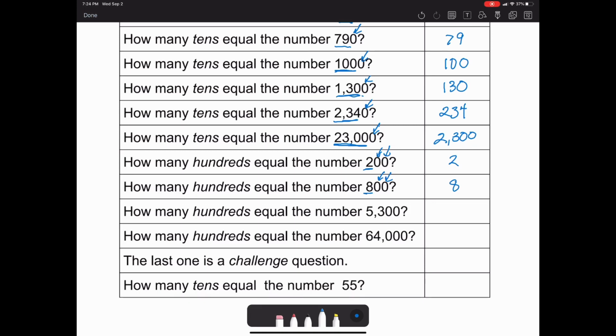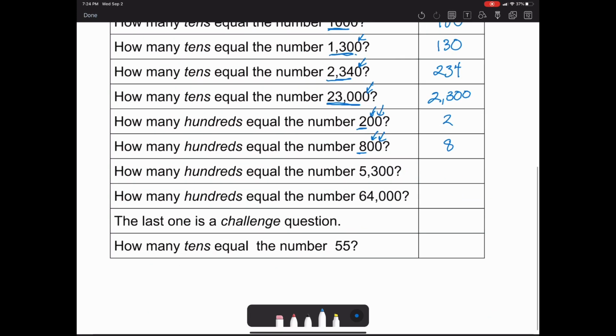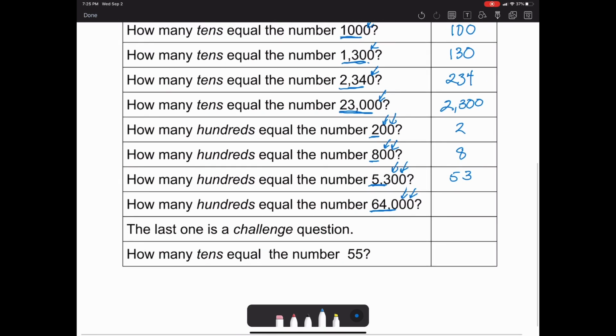So how many hundreds fit in 5,300? There's my 100. And that's how many hundreds? Yep, 53. There's my 100 for the next one, 64,000. There's my 100, the two zeros. There's how many hundreds equal 64,000. That would be 640.